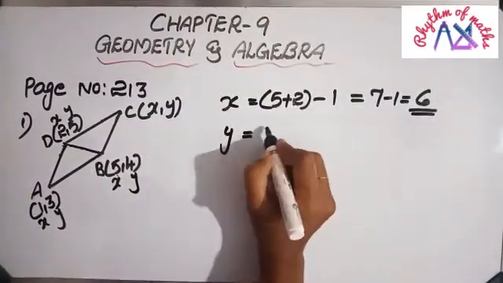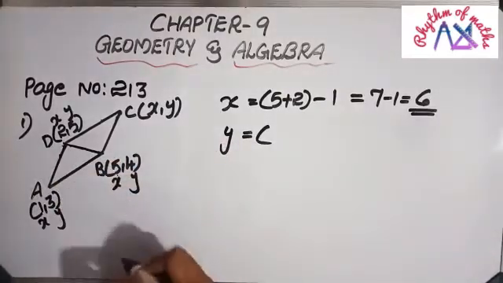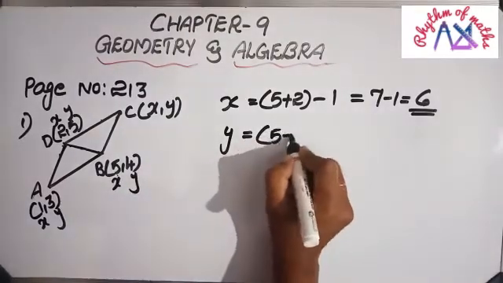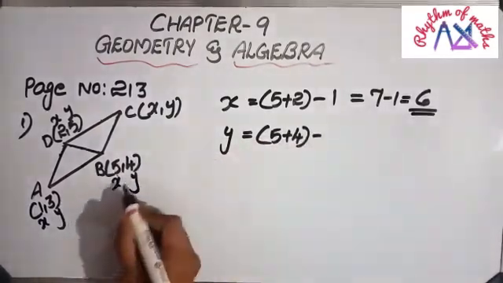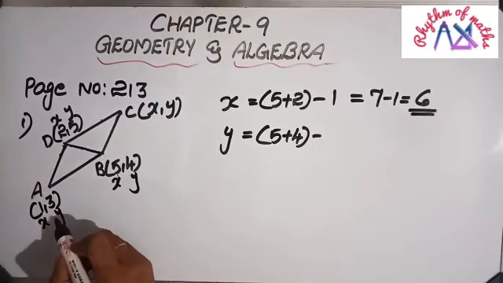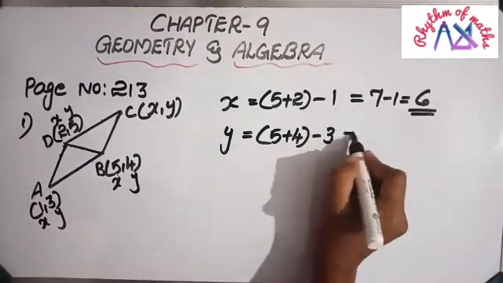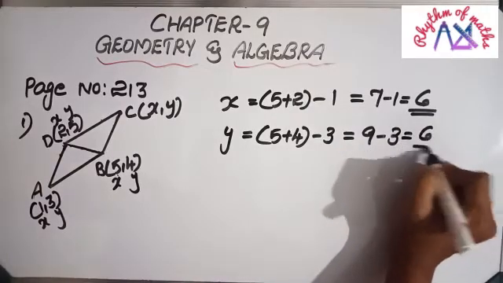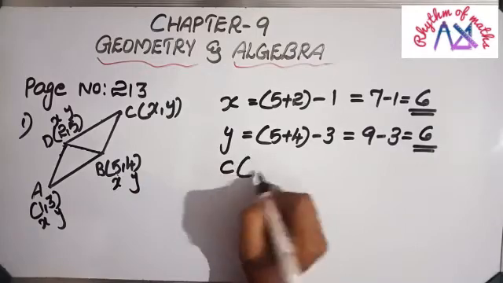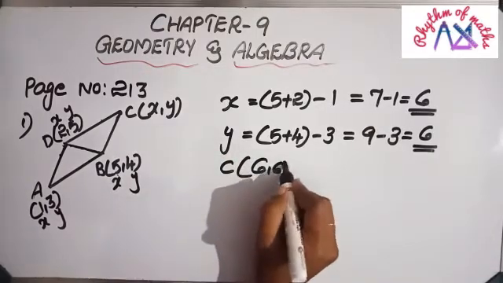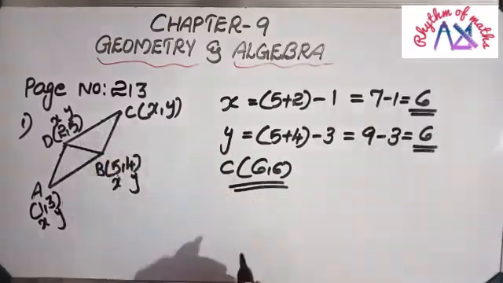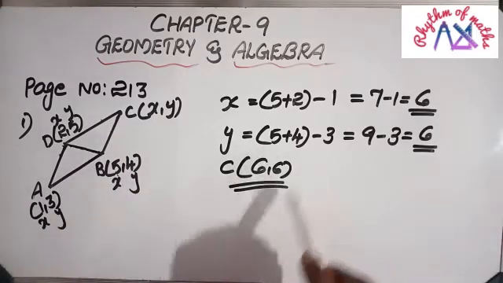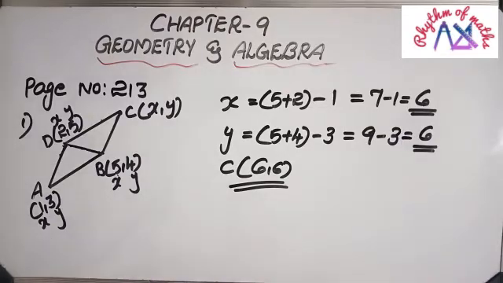Next to find y coordinate, sum of y coordinates in the diagonal. Diagonal y coordinates are 5 and 4. So 5 plus 4 minus corner point. Corner point is A, y coordinate is 3. So minus 3. 5 plus 4 is 9, 9 minus 3, again 6. That means the fourth vertex is 6 6. Okay, fourth vertex C coordinate, that is 6 6, is the answer. Okay, this is an easy method. So this is first one's answer.